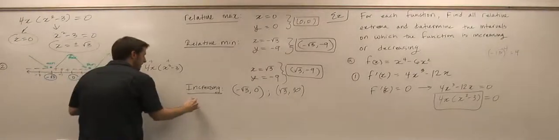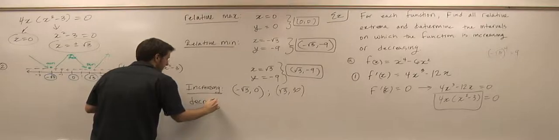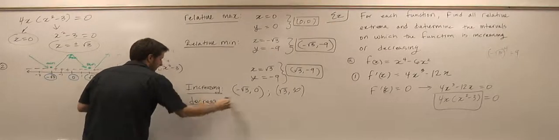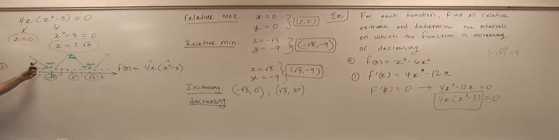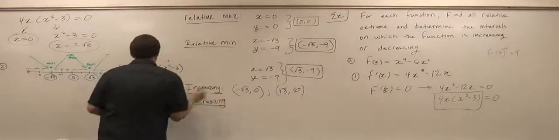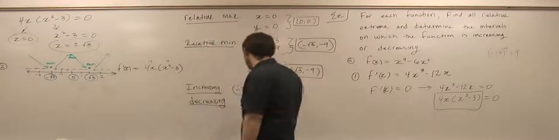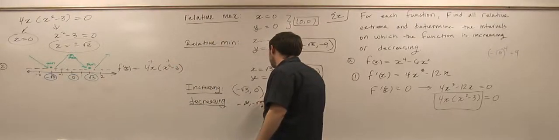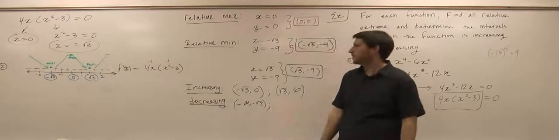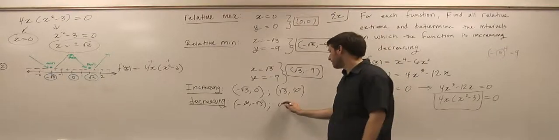And then decreasing would be the other intervals. Decreasing is when you're negative, when your derivative is negative. So negative infinity to negative root 3, and 0 to root 3.